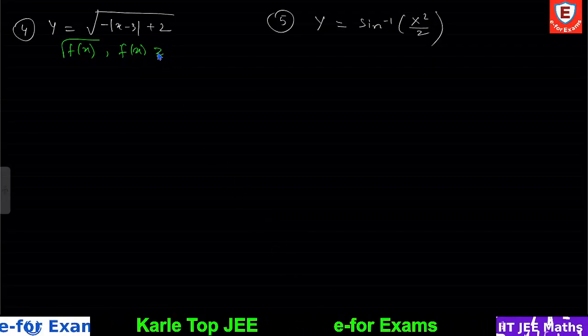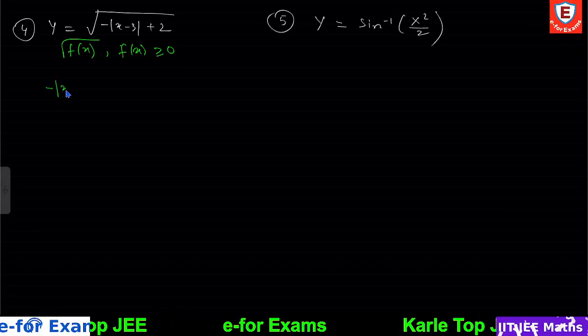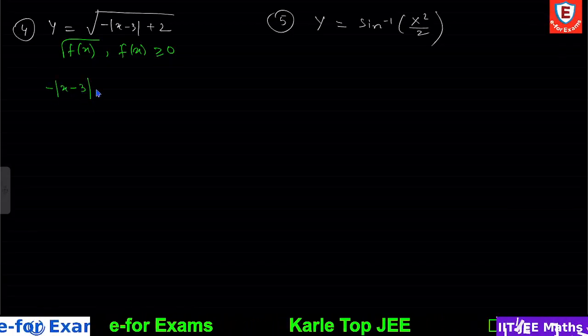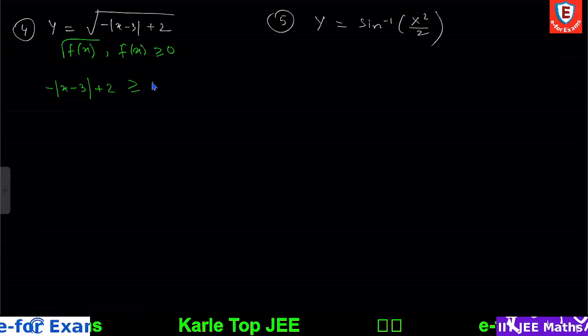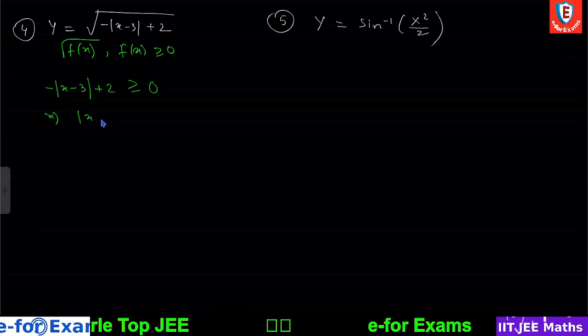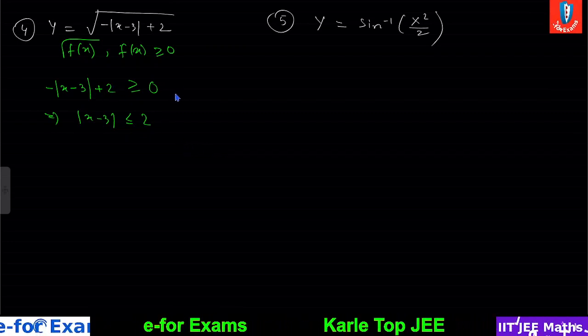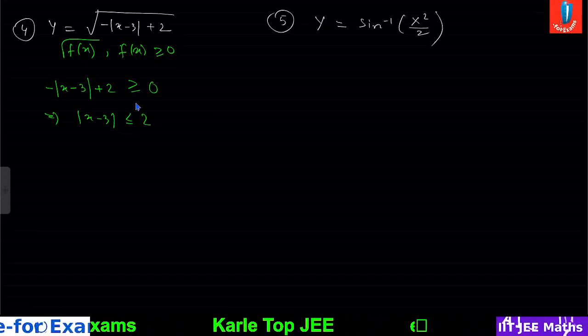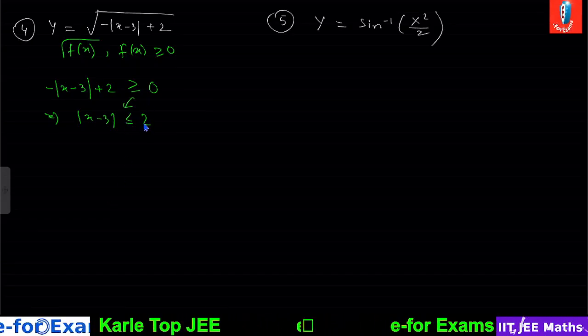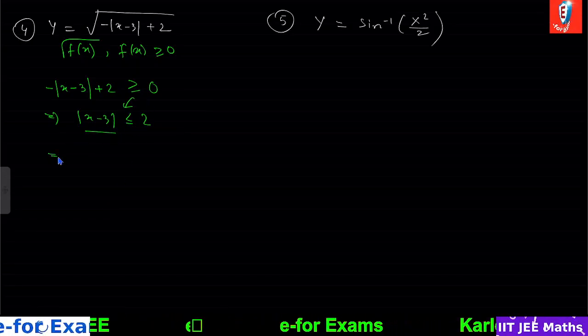f of x must be greater than or equal to 0. This means minus of mod of x minus 3 plus 2 should be greater than or equal to 0. This implies mod x minus 3 is less than or equal to 2. Take the minus 2 to the other side, then multiply by minus, so the sign changes, and minus 2 becomes plus 2.